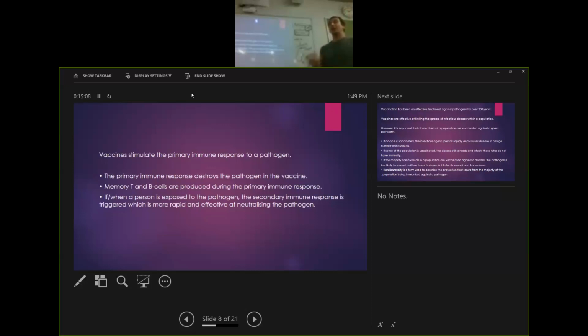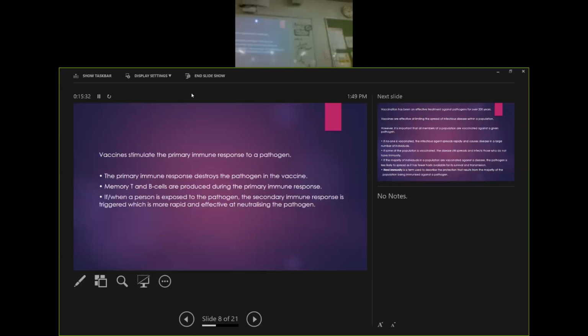So you can imagine, if I get the common cold virus, for example, our primary immune response will destroy the pathogen. It's no different in a vaccine. Your primary immune response will still destroy the pathogen in the vaccine. You're going to produce memory T and B cells.